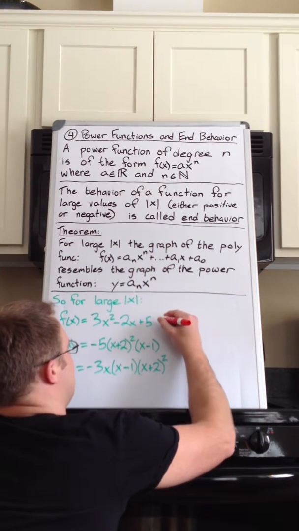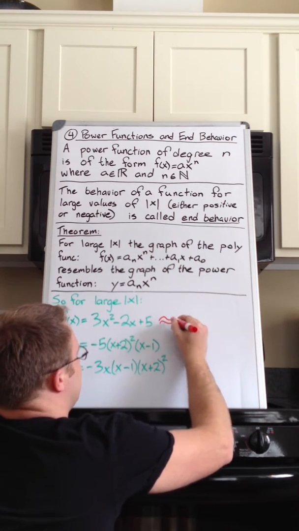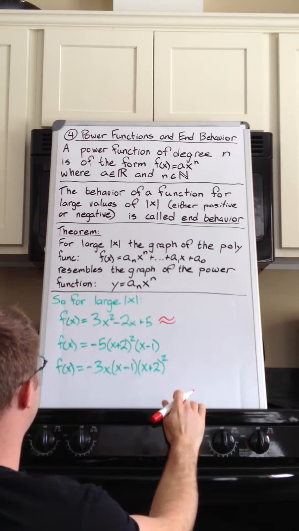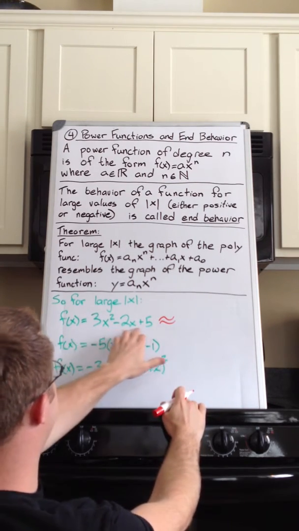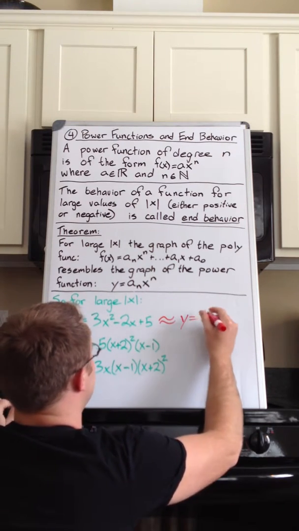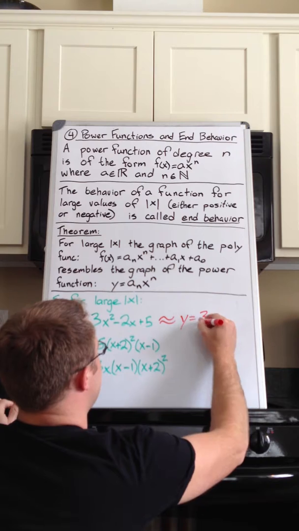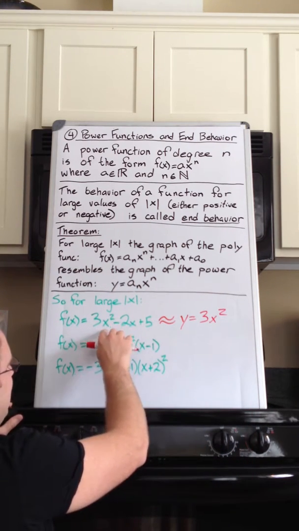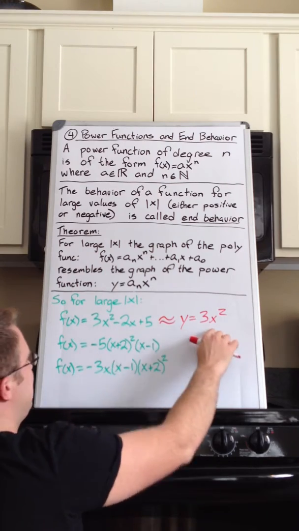So I'm going to use the symbol for resembles or approximately equal to. For large x, this polynomial function is approximately equal to y equals 3x squared. Because squared is the highest degree term here, and 3 is the coefficient of that term.